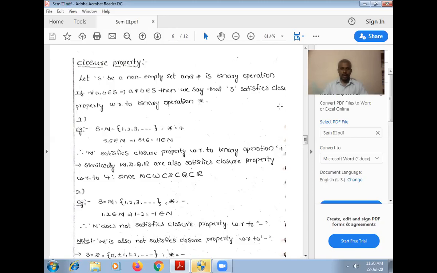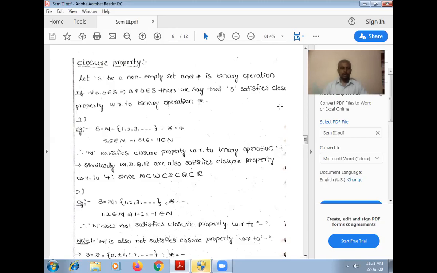So I am giving another example here. Let's consider S equal to the natural number set N, the set of 1, 2, 3, and so on. Now take star as minus. Here star equal to minus. Now take any two elements in N. I am taking here 1, 2. So 1, 2 belongs to N, that implies 1 minus 2 equal to minus 1.